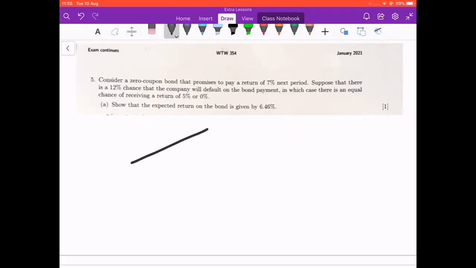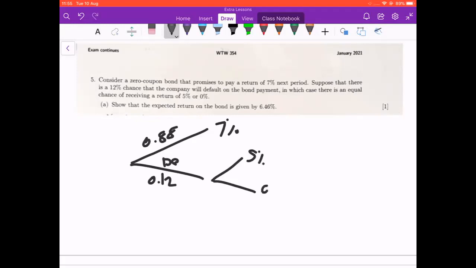So I can draw this. You have 88% chances, I can just say 0.88 chance of receiving your 7%. You are going to either receive 7%, or there's a 12% chance that this company will default. And if this company defaults, then you have an equal chance of receiving 5% and 0%. In other words, if you want to simplify this, you can simplify it.